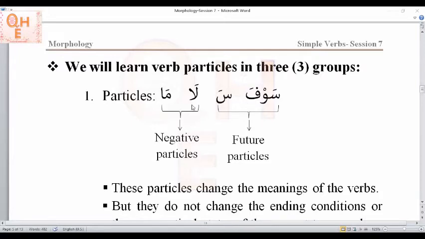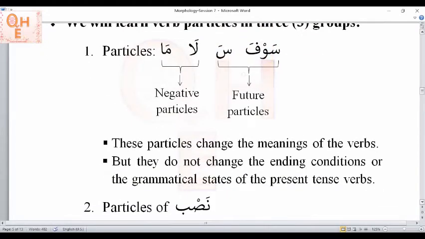Ma and la, these are called negative particles. They have the meaning of not, N-O-T, not. Sa, saufa, these are called future particles. They have the meaning of will, W-I-L-L.